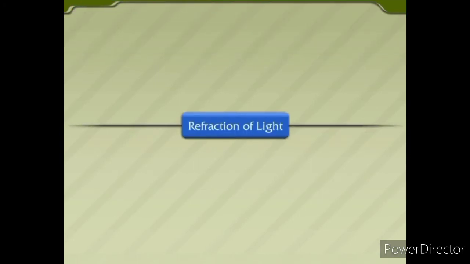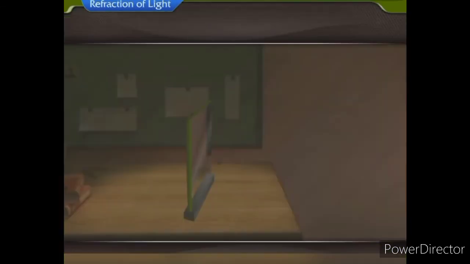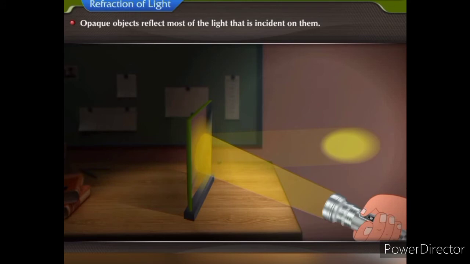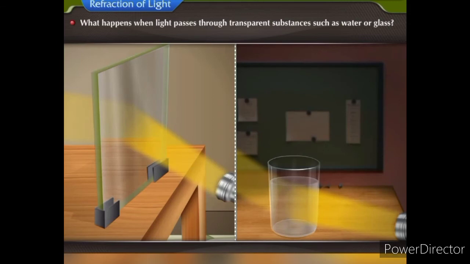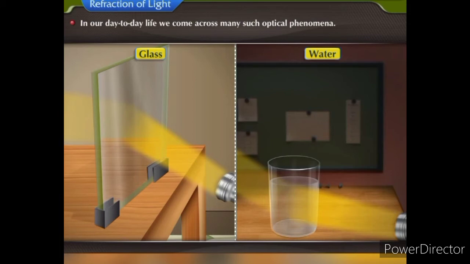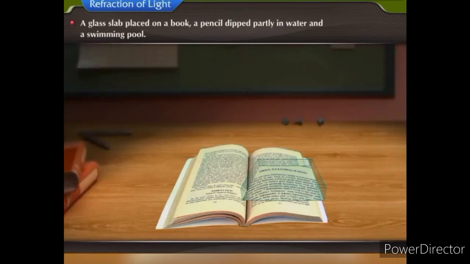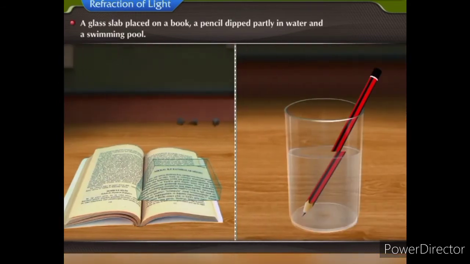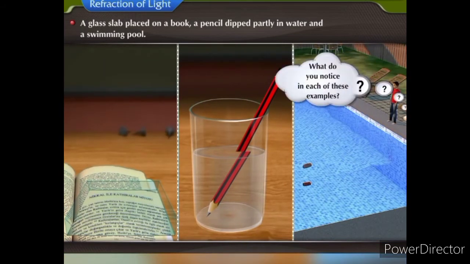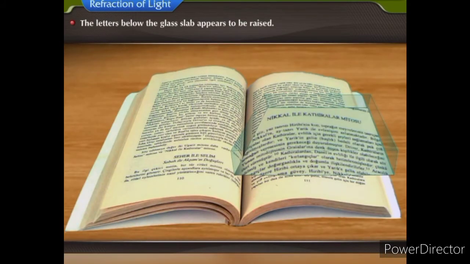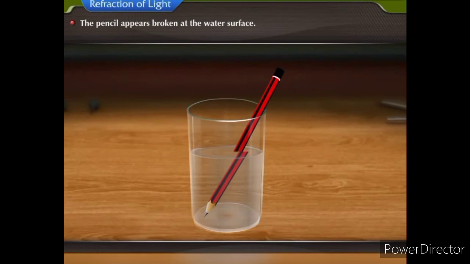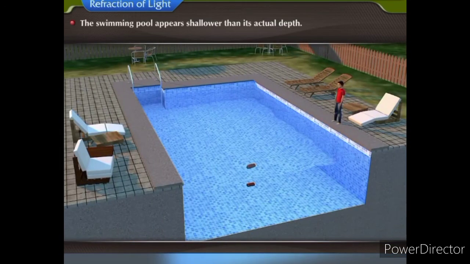Refraction of light. Opaque objects reflect most of the light that is incident on them. But what happens when light passes through transparent substances such as water or glass? In our day-to-day life, we come across many such optical phenomena. For example, a glass slab placed on a book, a pencil dipped partly in water, and a swimming pool. What do you notice in each of these examples? The letters below the glass slab appear to be raised. The pencil appears broken at the water surface, whereas the swimming pool appears shallower than its actual depth.